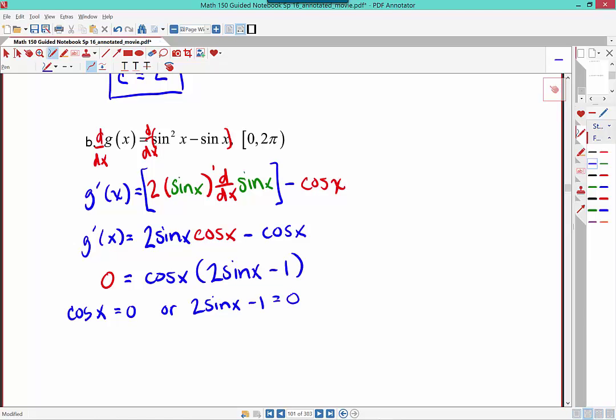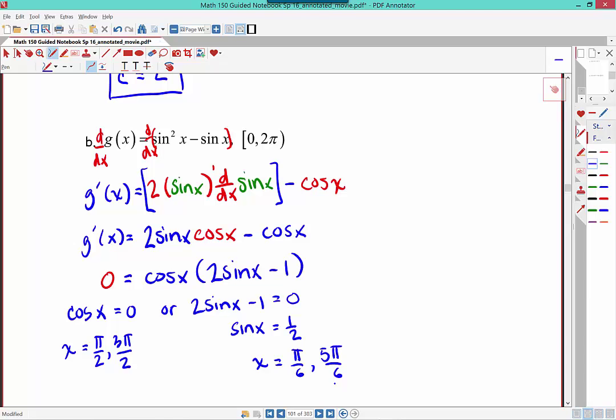So on the interval from 0 inclusive to 2 pi non-inclusive, what angle yields a value of 0 for the cosine function? Beautiful. On the first one, x could take on a value of pi over 2 or 3 pi over 2. This guy, if we isolate sine at x, we're going to get 1/2. The sine function is positive in which two quadrants? Perfect. Quadrants 1 and 2. And the 30, 60, 90 degree triangle has a shorter height when you have a reference angle of 30 degrees or, good, pi over 6. Beautiful. So we'll get x would be pi over 6, or x could be 5 pi over 6.